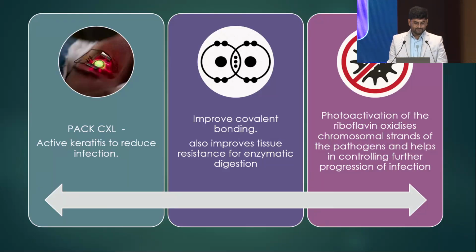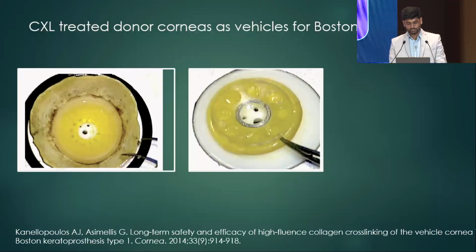So PEG-CXL is used in active keratitis to reduce the infection, as it improves the covalent bonding and also improves the tissue resistance to enzymatic degradation. Photoactivation of the riboflavin oxidizes the chromosomal strands of the pathogens and helps in controlling further progression of infection.